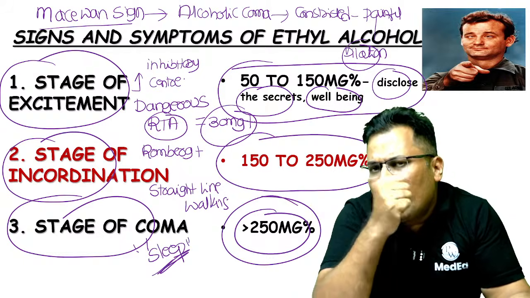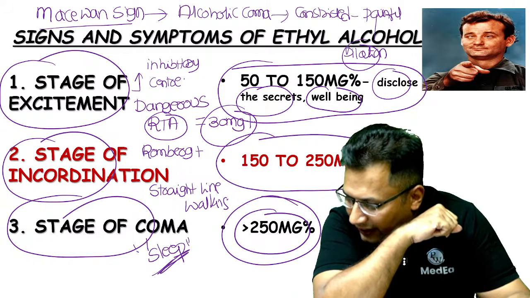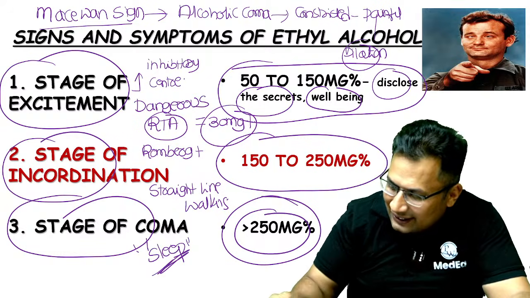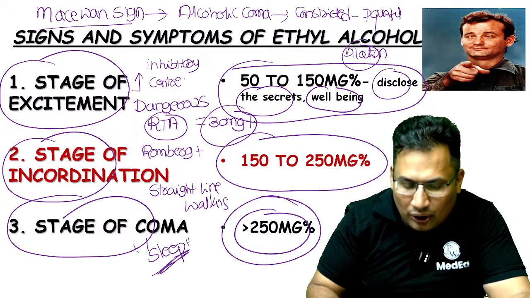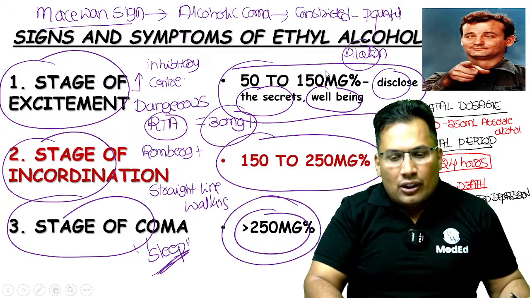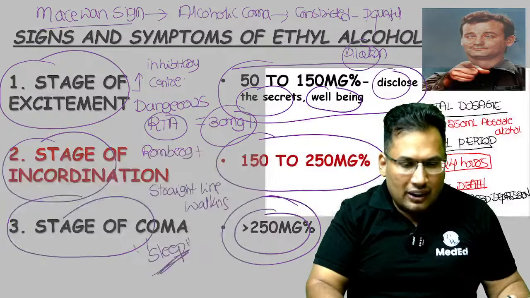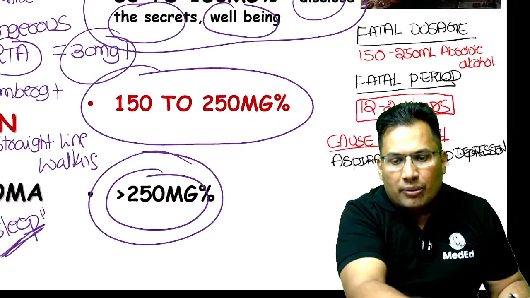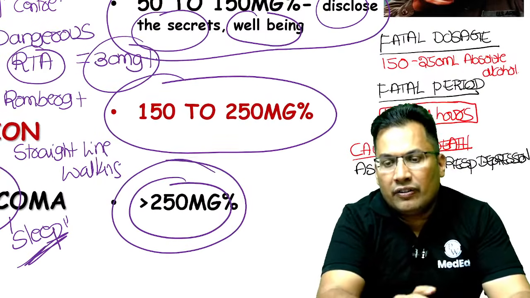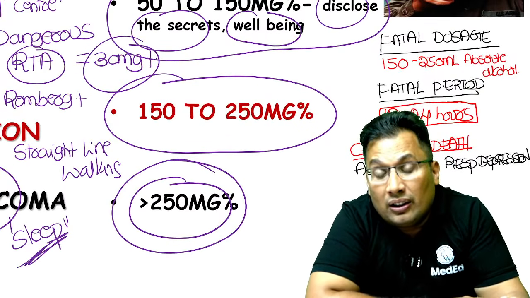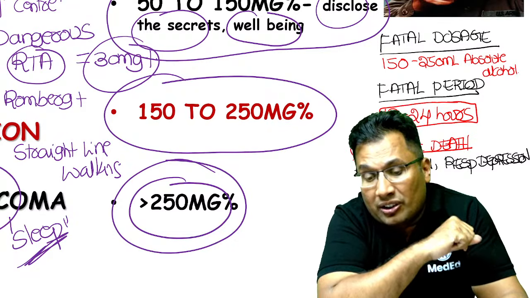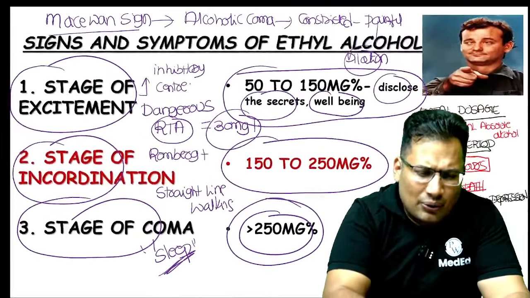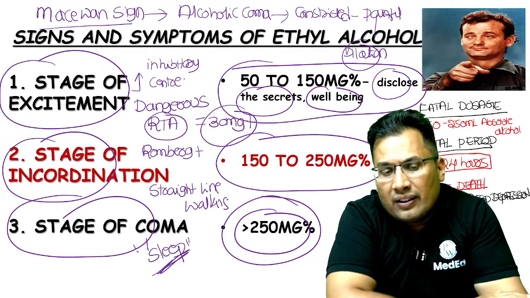Coma can be caused by opium also. Yes, please answer this right. Good. Slapping causes mydriasis. Very good. Excellent answer. Excellent. Good. What is the fatal dosage? The question can be asked. The fatal dosage, from the standard textbook, is 150 to 250 ml of absolute alcohol. Fatal period is 12 to 24 hours. Cause of death: respiratory depression, and aspiration also. I hope you understood stage and signs and symptoms.